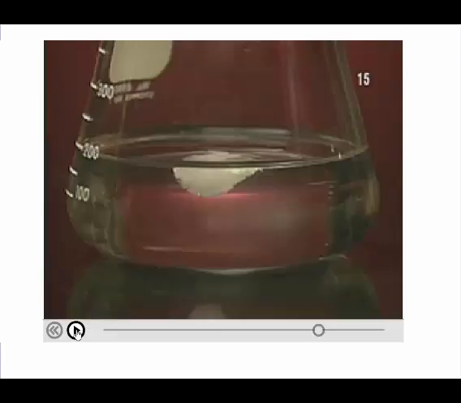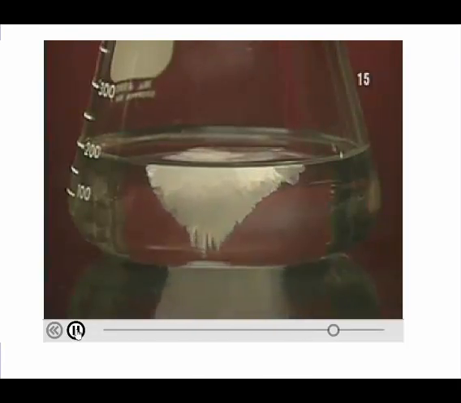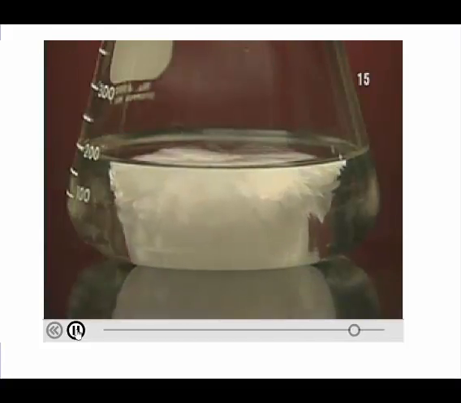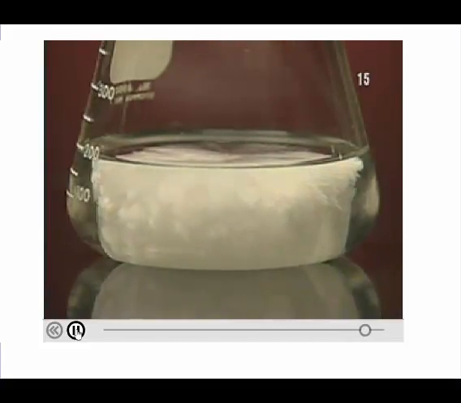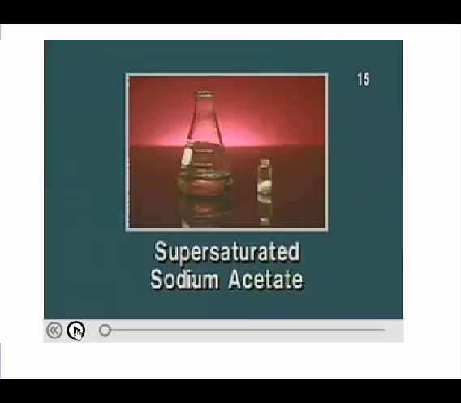So when that one extra seed crystal is added, it disturbs the equilibrium it was at, and all this extra sodium acetate is coming out of solution. This solution is not freezing, it's having all the solid come out of it. So now there's going to be very little liquid left and mostly solid. We will see that process in class.